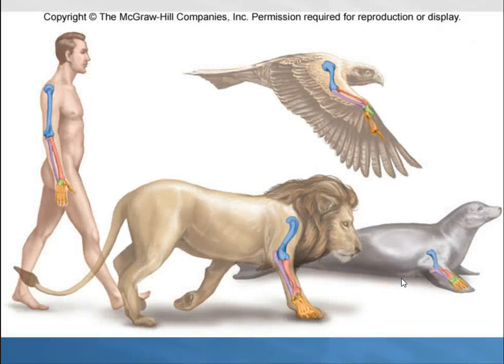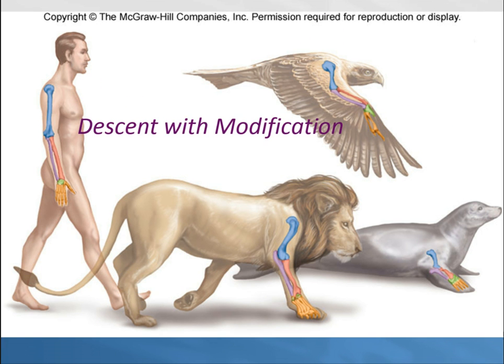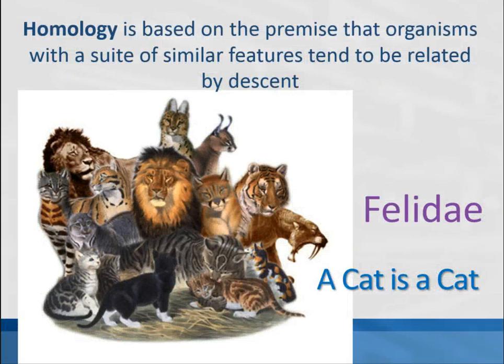Okay, and here's just a nice little picture. You've got your swimmer, your quadruped, your biped, and your flyer. And so Darwin called this descent with modification. So you pass on these traits, and we'll talk about this again in our conversation about natural selection later on. Homology is based on the idea that organisms that have similar features are probably related by descent. That means they have a common ancestor.